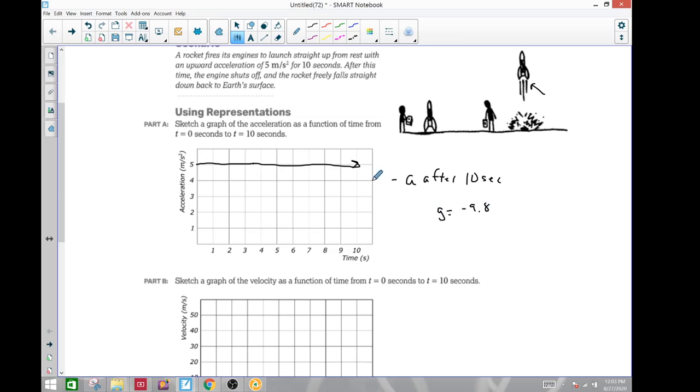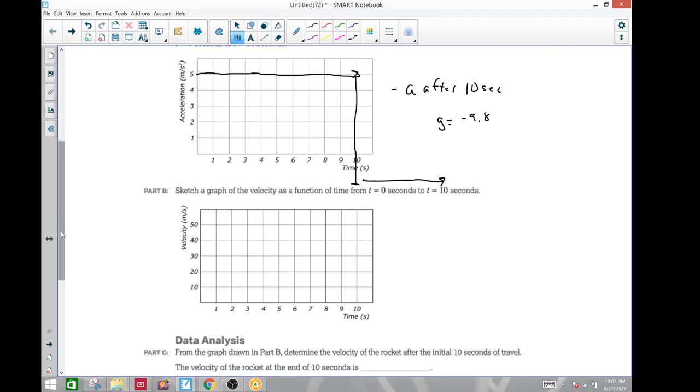So if you had to graph that, you would draw it down, and then you'd need to go negative, down to the negative 9.8 point. I didn't allow room here, but you would cut across at that point like that. All right. Sketch a graph of the velocity as a function of time, t equals 0 to 10.